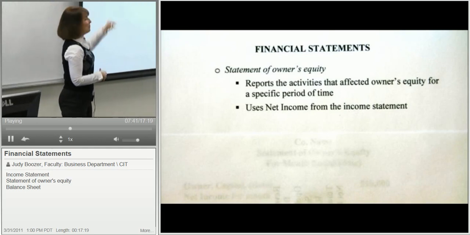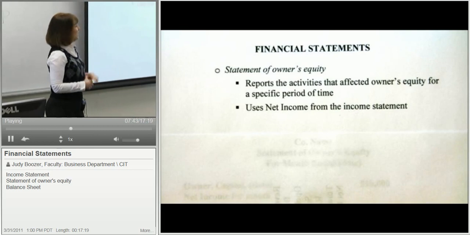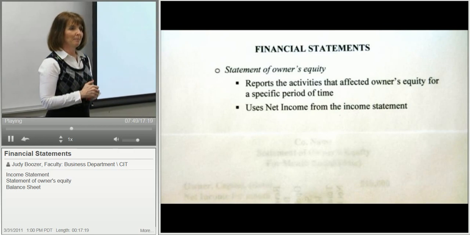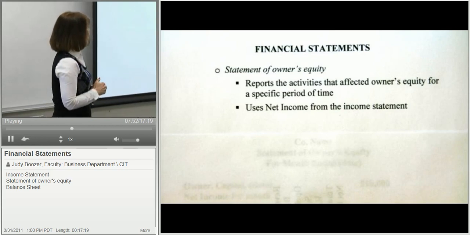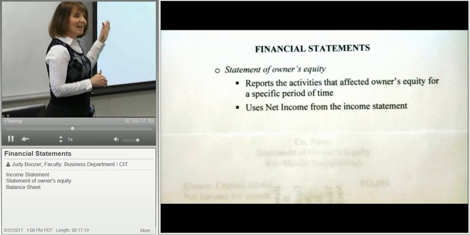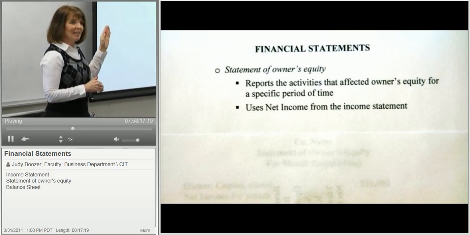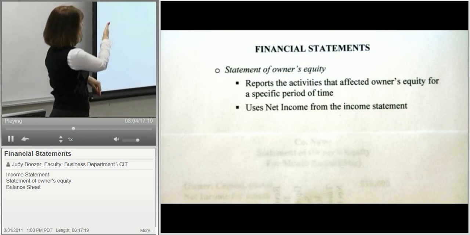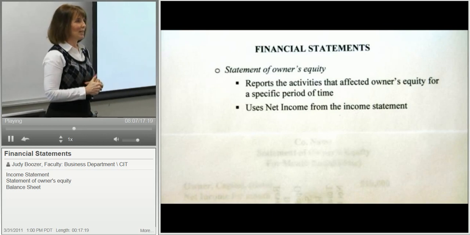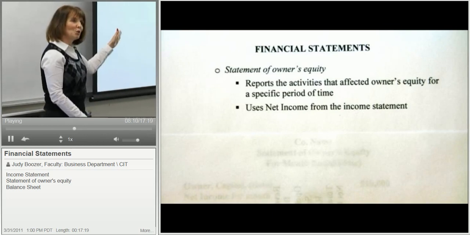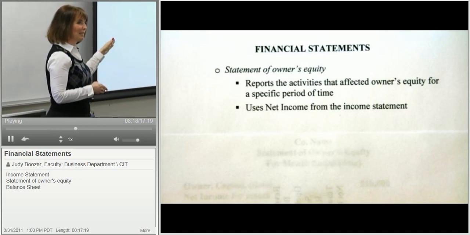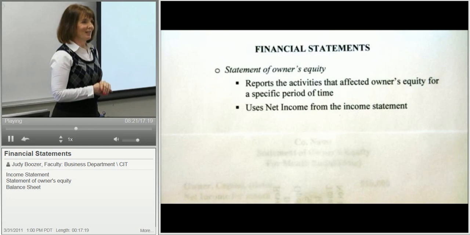Okay, so a statement of owner's equity reports the activities that affected that capital account during a specific period of time. The reason it's done after the income statement is that net income that we determined on the income statement gets brought over to the statement of owner's equity. So we have to know that amount before we can do this update to our capital account. Okay, questions on that? We're going to take a look at a statement of owner's equity, which is one of our shortest financial statements.